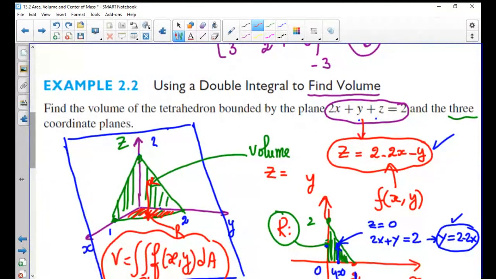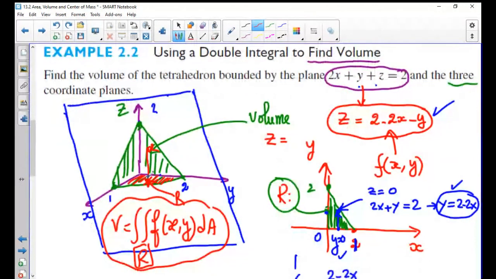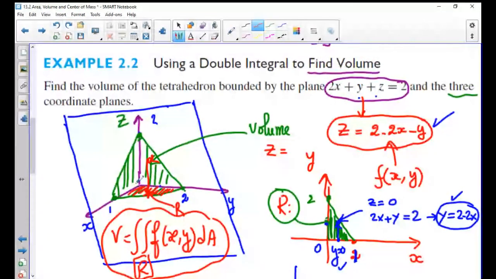Is that okay? How did you get 4 planes? How did I get what? 4. The graph, this graph? Yes. The 4 sides? Yes, the 4 sides. Oh, the 4 sides.